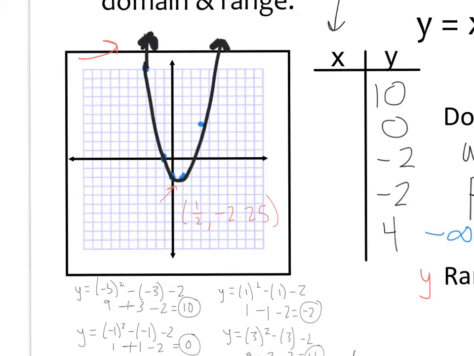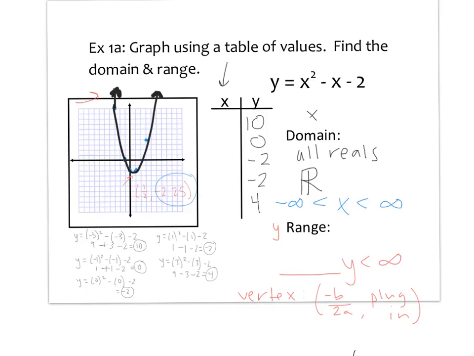So with our vertex, (1/2, -2.25), this y value, negative 2.25, tells us how far down on the y-axis, or on the y scale, we are. So that's actually the lowest point of our graph. With this range, we know our lowest point is our vertex, the y-coordinate of our vertex.